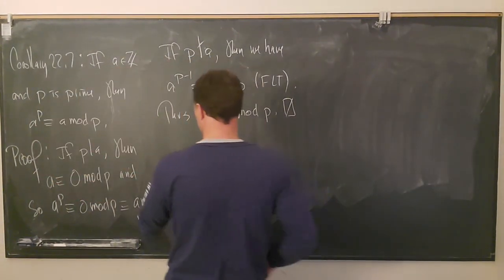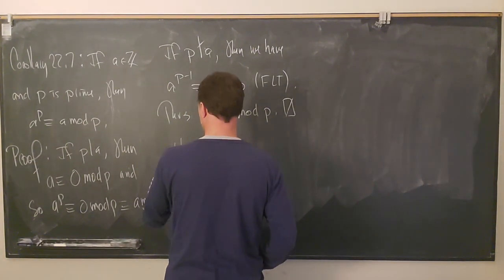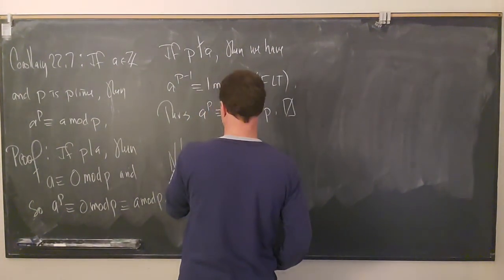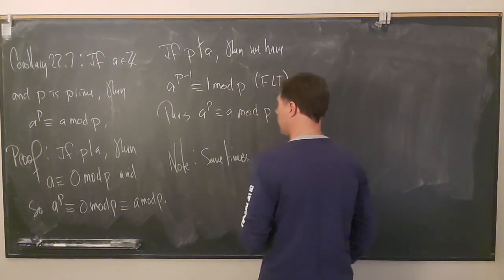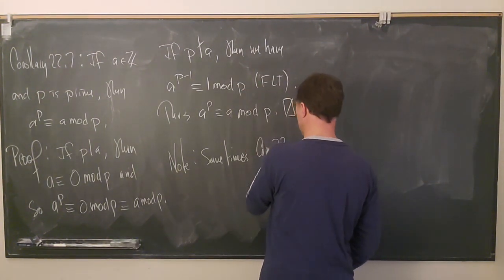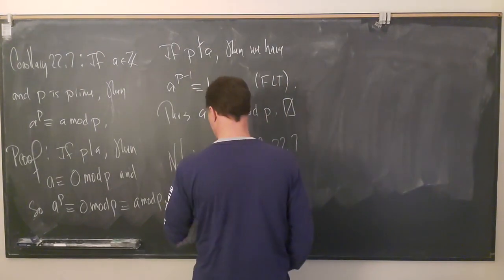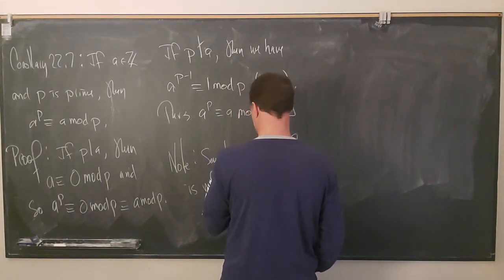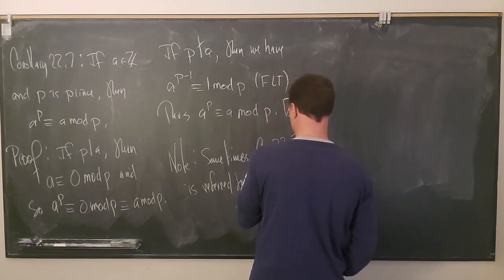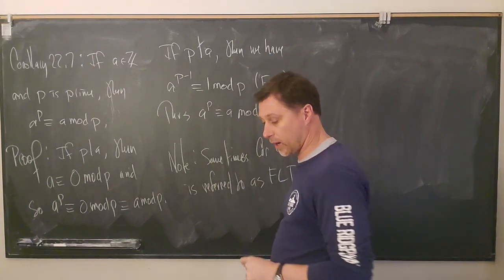Let me maybe say this. So note, sometimes corollary 22.7 is referred to as Fermat's little theorem. So just be aware of that.